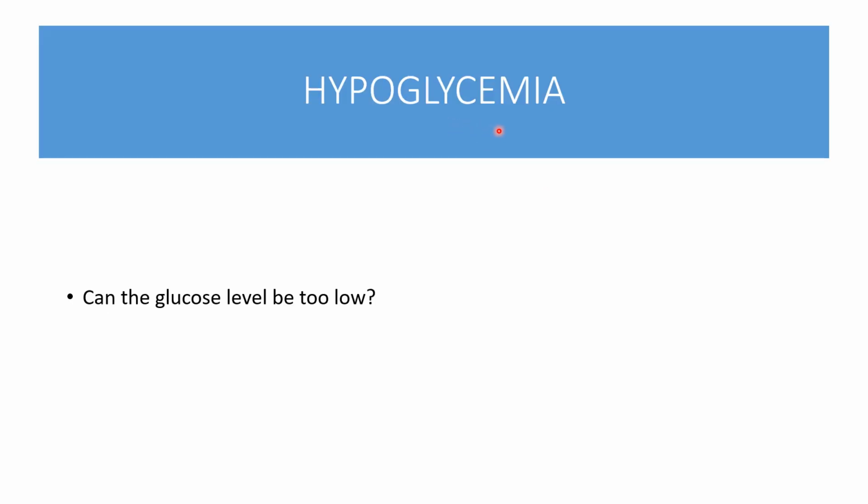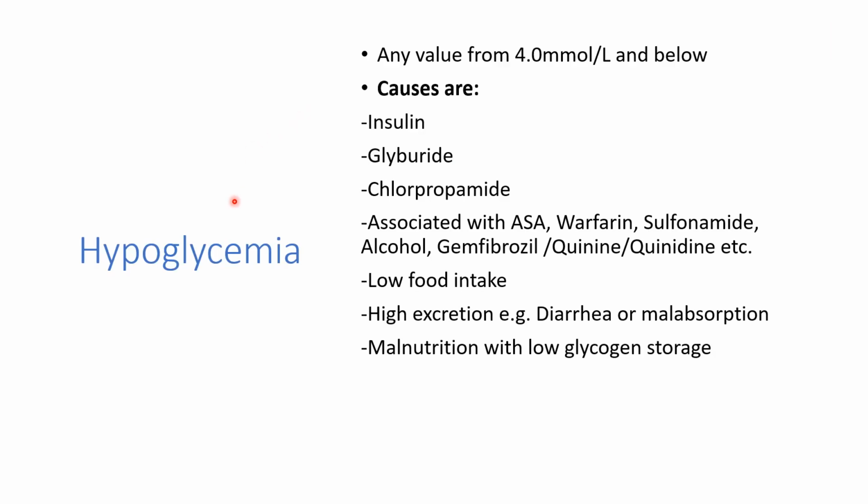Now, hypoglycemia. Remember, I've just said that I will delve into that more, so I didn't want to waste your time. So, okay, let's go. Hypoglycemia. Can the glucose level be too low? Of course. You have your random blood sugar or fasting blood sugar, and it's giving you 4.0 millimoles per liter and below. Then you do something.